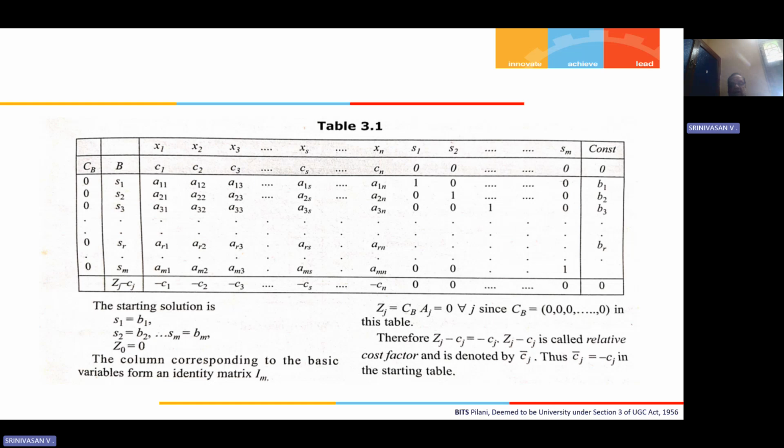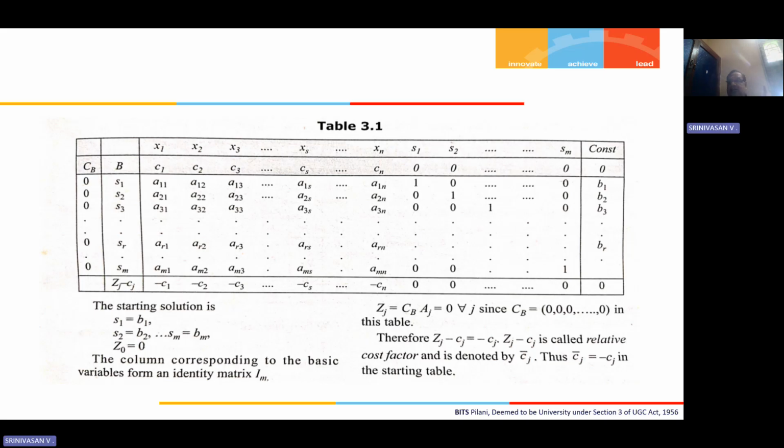So with this background, now come inside the table. What do you mean by the first row? The first row is nothing but the first constraint coefficients: a11, a12, a13, etc., a1s, general term, etc., a1n. Now, what is the coefficient of S1 in the first constraint? 1.